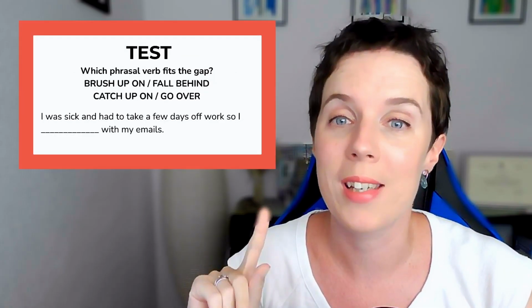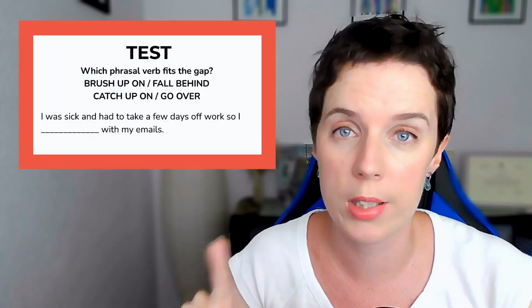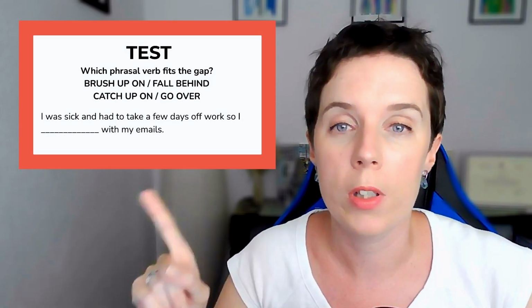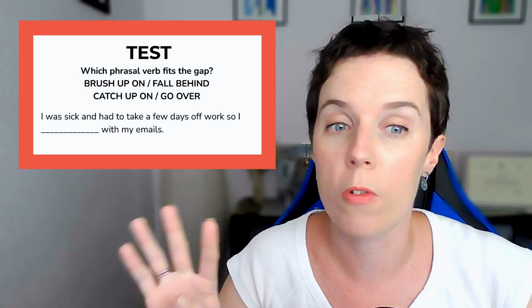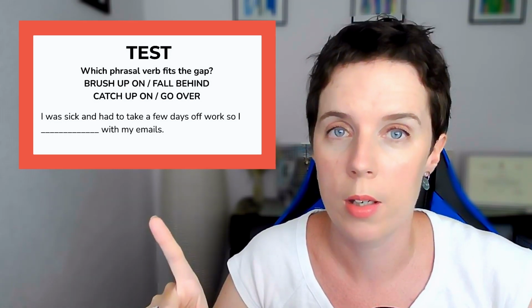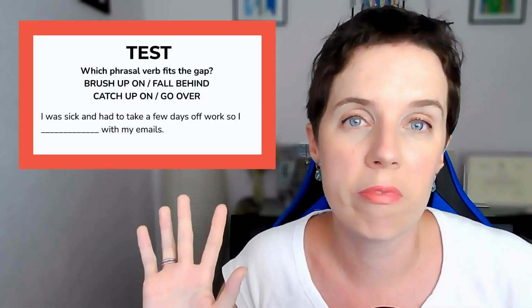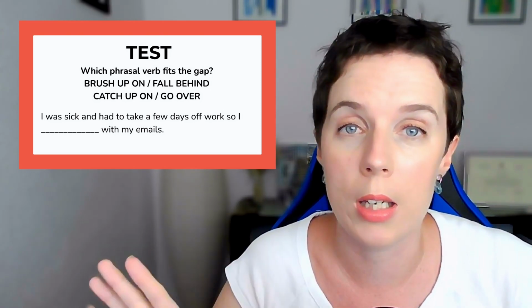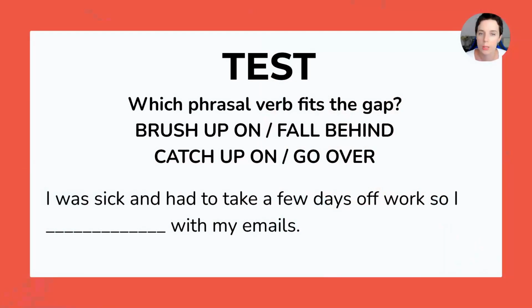I'm going to give you a quick test now. Let's see if you were listening and if you remember what those phrasal verbs mean. I need you to fill this gap with one of the phrasal verbs that we just looked at. Again, I'm going to give you 5 seconds to try and fill it. You can write a comment if you want. Write the answer in the comments if you think you know what it is.